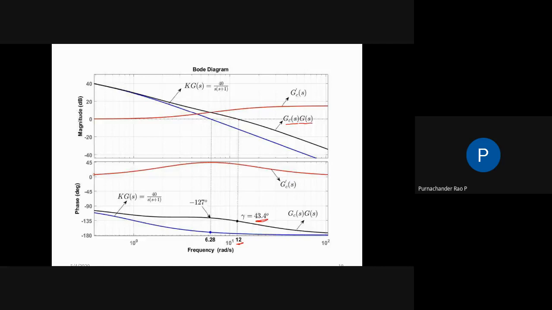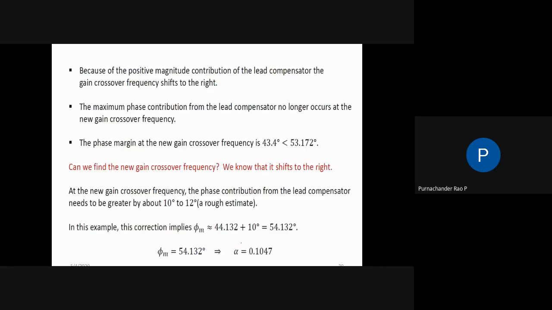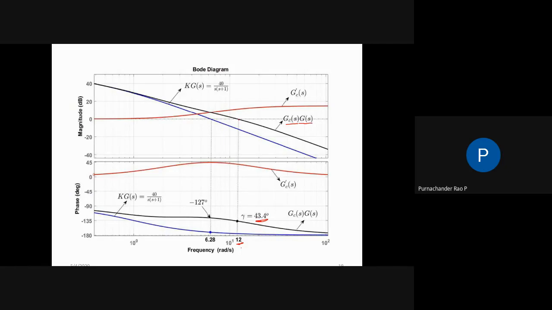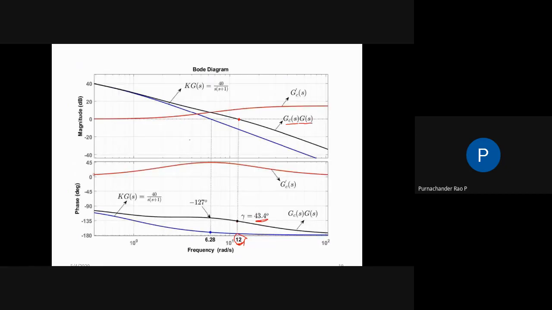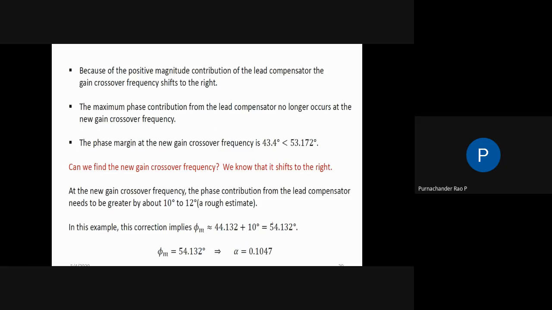So this is your origin. Because of the phase magnitude contribution of the lead compensator, the gain crossover frequency shifts to the right. The new gain crossover frequency is less than the required value.